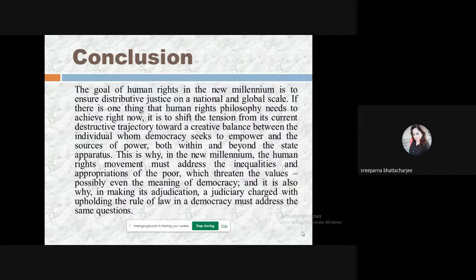So with this, I conclude my lecture on human rights movements, contemplating the role of democratic state and civil society.